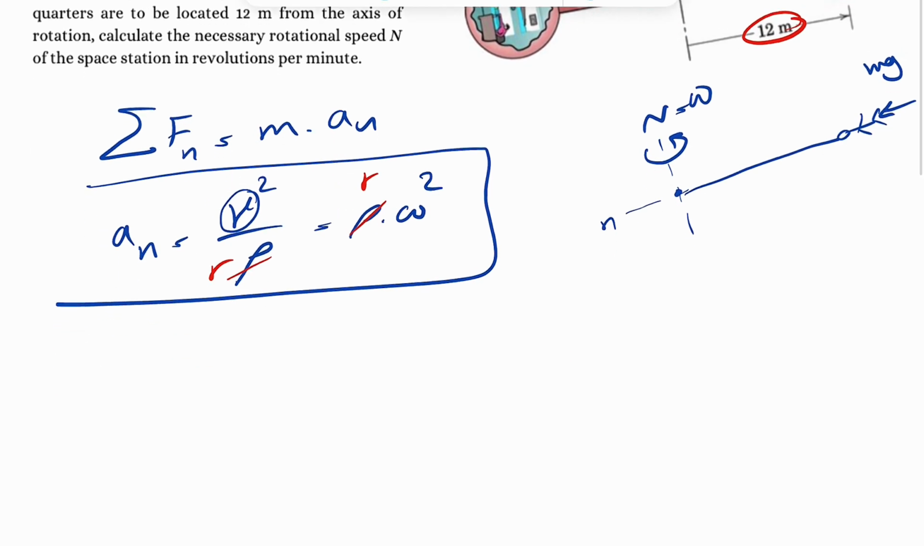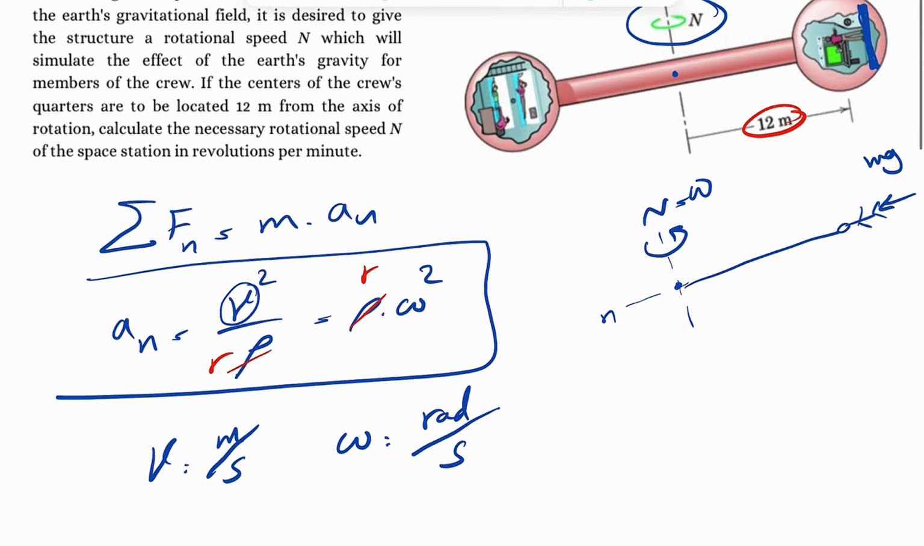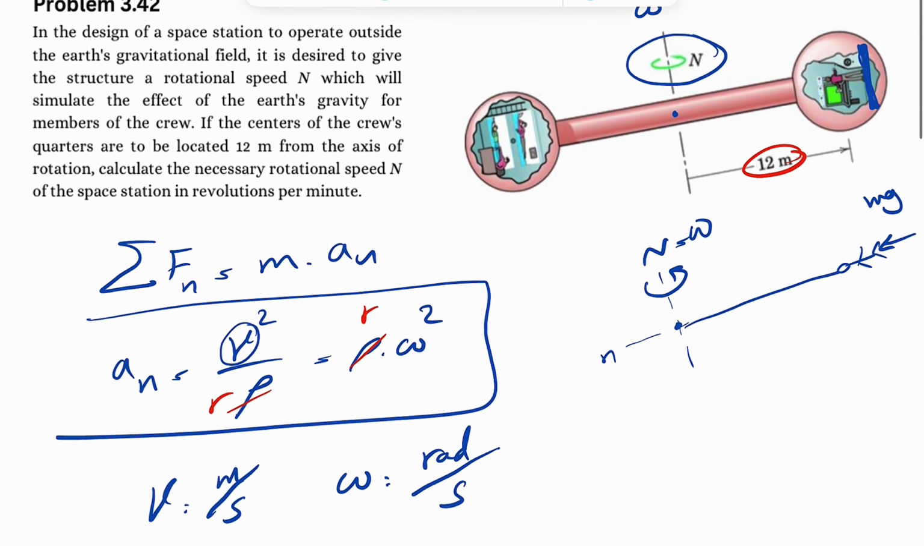One thing that you need to keep in mind is that our velocity, if we're going with SI units, is meter per second, and omega is radian per second. So we just have to watch for the units in here. That's the tricky part that might lead us to a wrong number. But let's just finish the rest of the question.